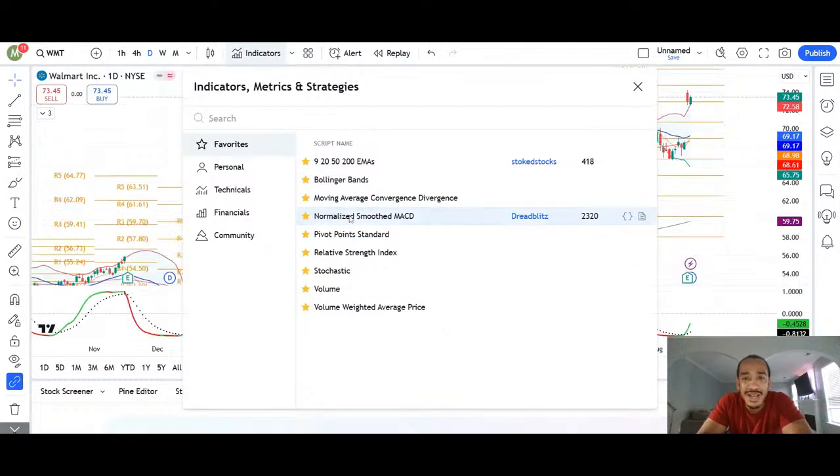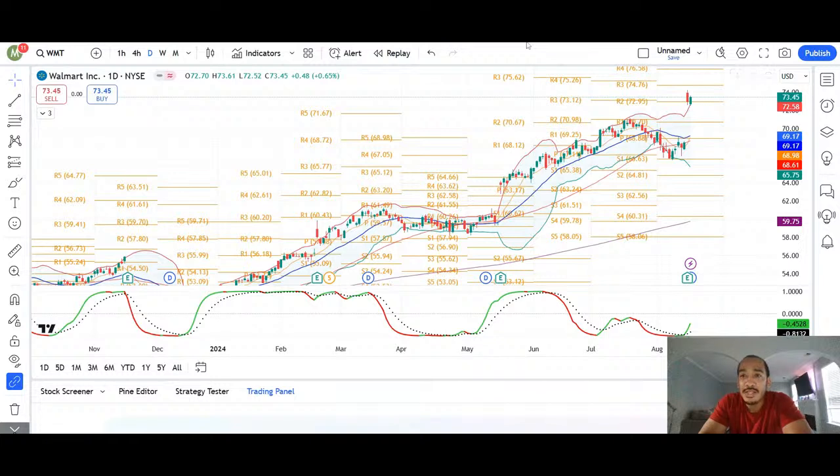It's the normalized smooth MACD. The normalized smooth MACD is really self-explanatory. When that thing turns green, you buy. When it turns red, you get out. I love it. I really haven't been using this indicator until about, I'm gonna say, probably two months ago, something like that. But it's a good indicator.